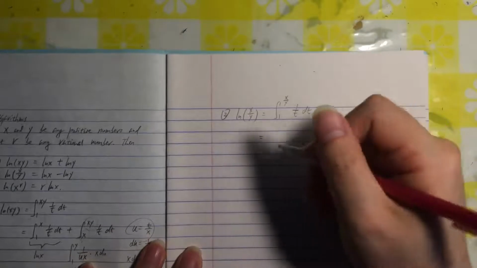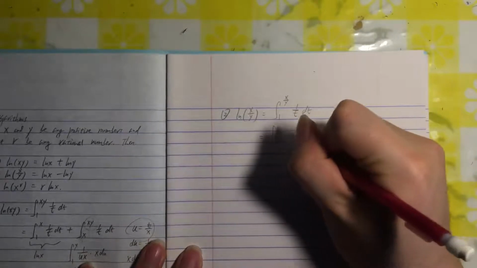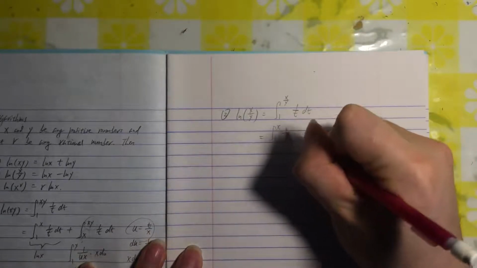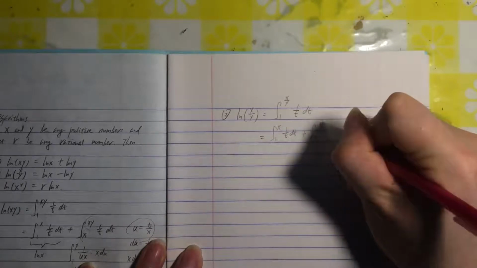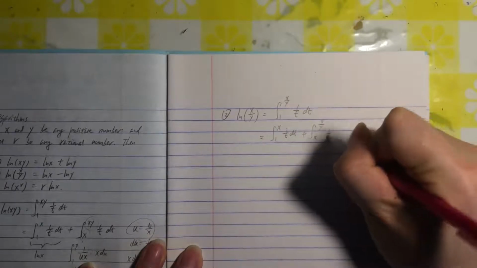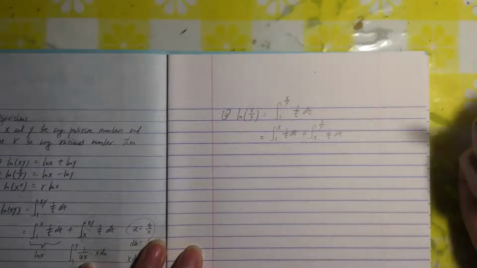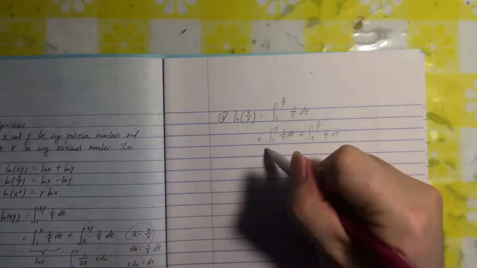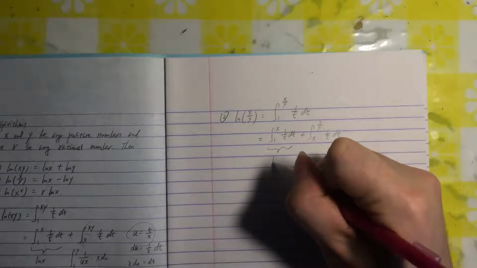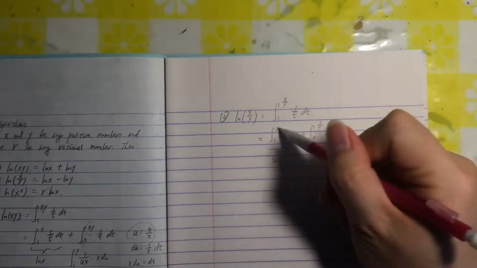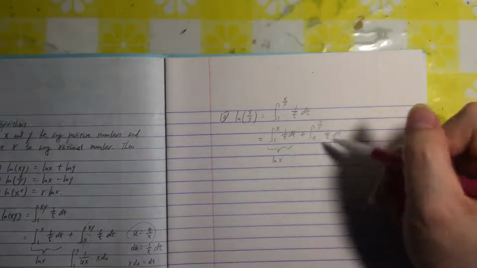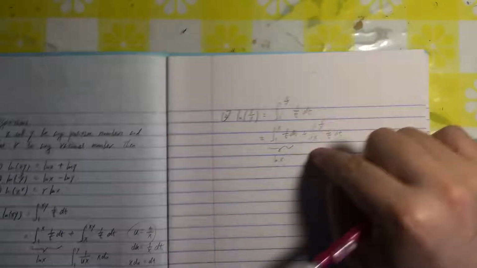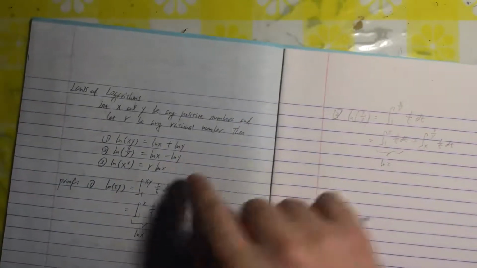So this integral can be written as integral from 1 to x, 1 over t dt, plus integral from x to x over y, 1 over t dt. The first part, you can see that this is ln of x. Integral from 1 to x, 1 over t dt. This is ln of x. How about the second part? How can we show the second part is negative ln of y?